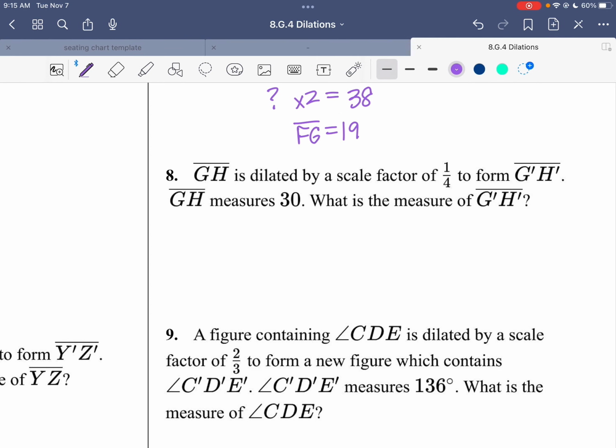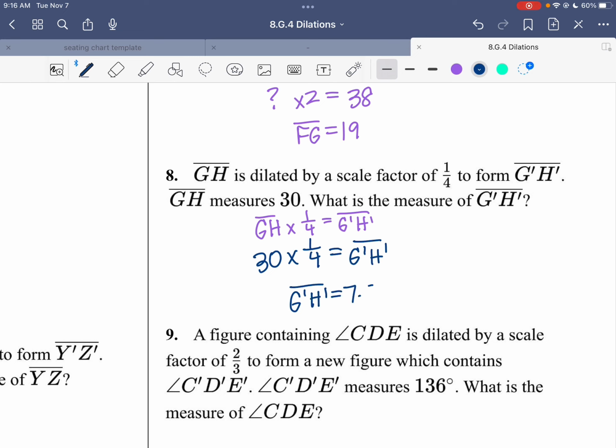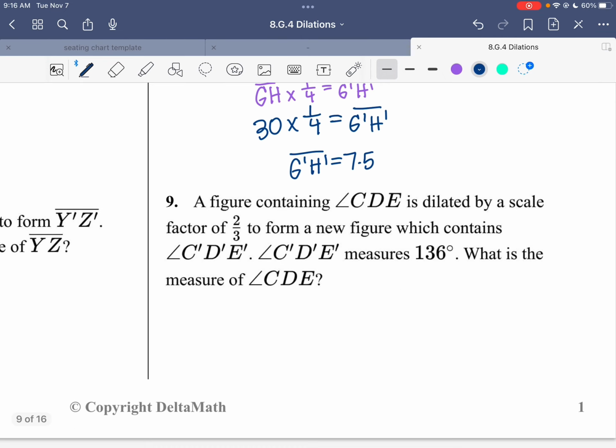Number 8, we have a scale factor of 1/4. So we know that we're going to multiply GH times 1/4 to get G prime H prime. We are told that GH measures 30. So to get G prime H prime, we're going to multiply 30 times 4. So the length of G prime H prime is 7.5.